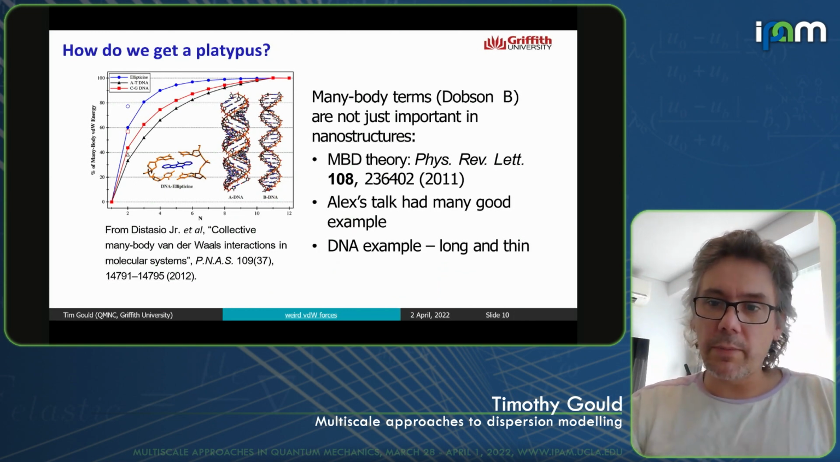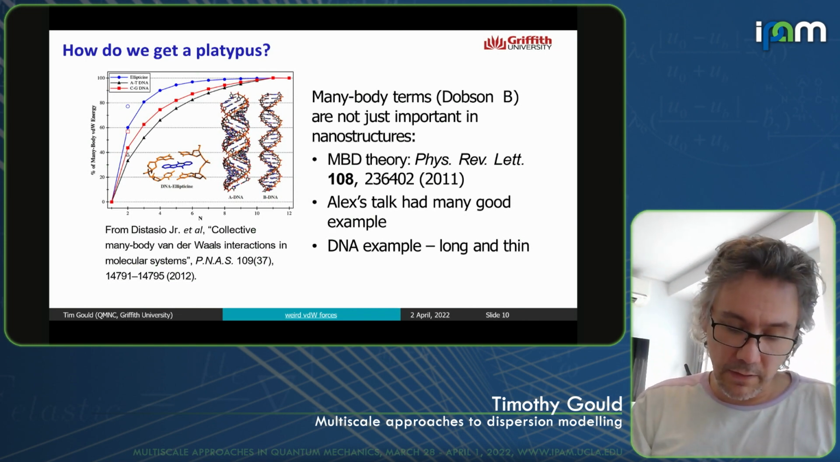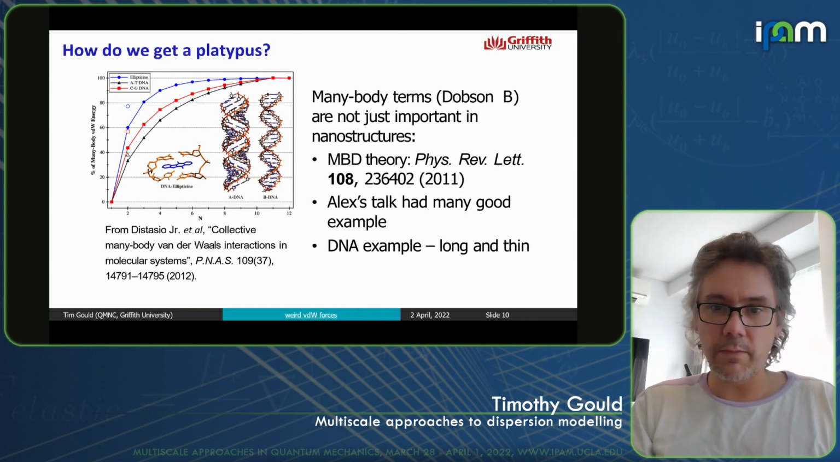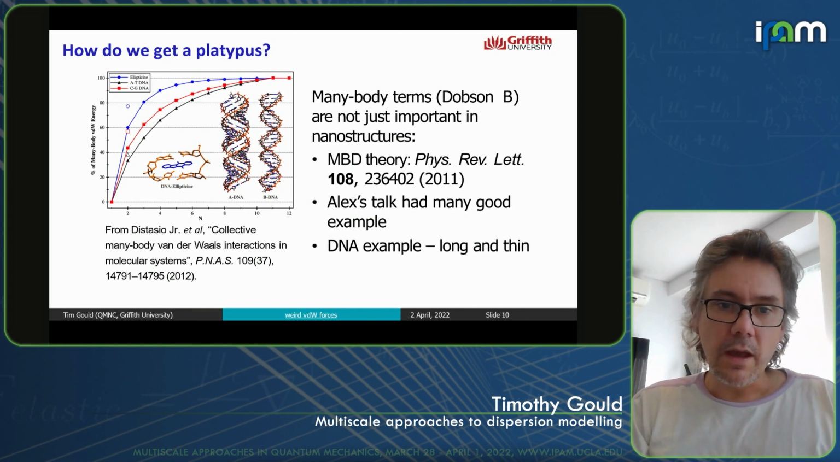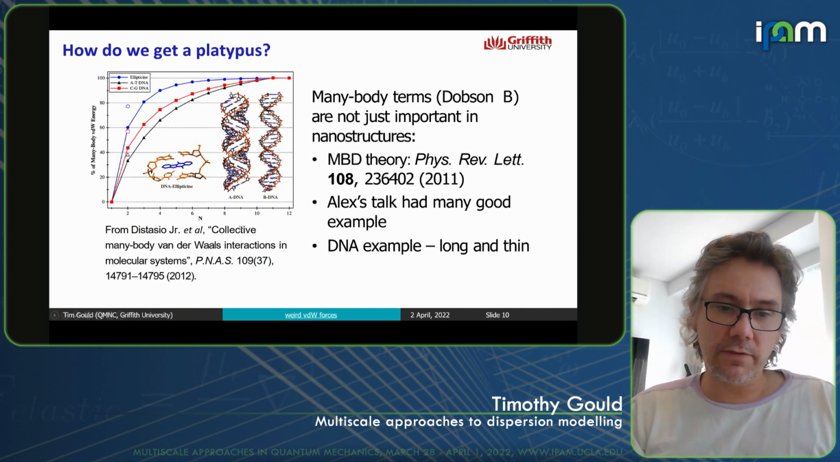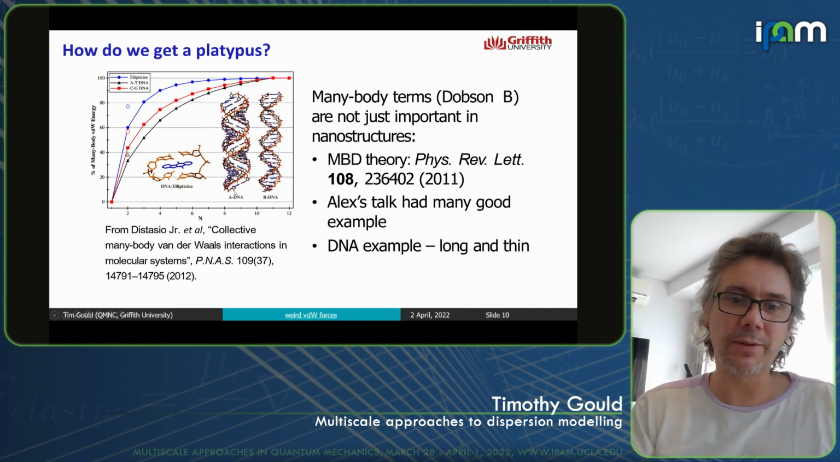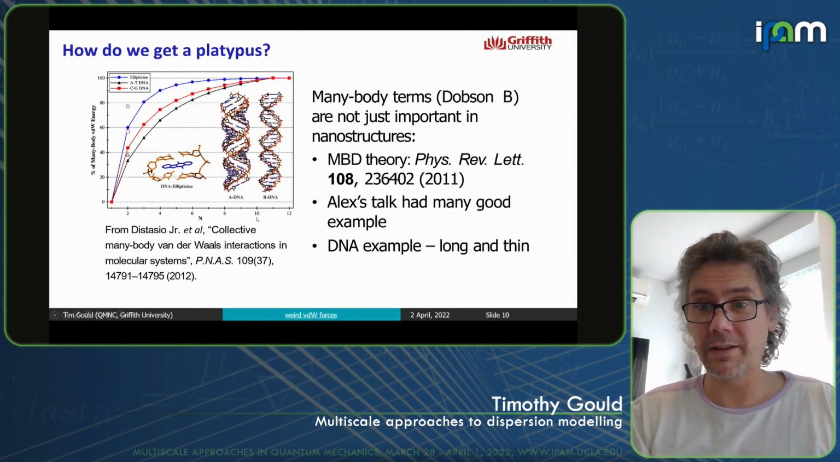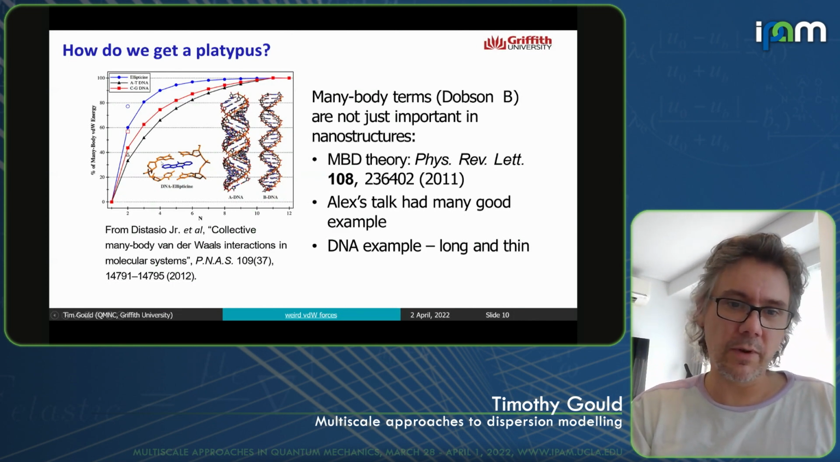Now, a lot of the platypus can be got from the level of many-body dispersion, and this has been talked about a lot, an excellent theory. One thing I wanted to highlight was actually an application of this from 2012, because it just makes such a clear illustration of what goes on. What do we have here? So this is basically an example where many-body dispersion becomes important. What do we have? A long and thin system. Here we have a long and thin system.